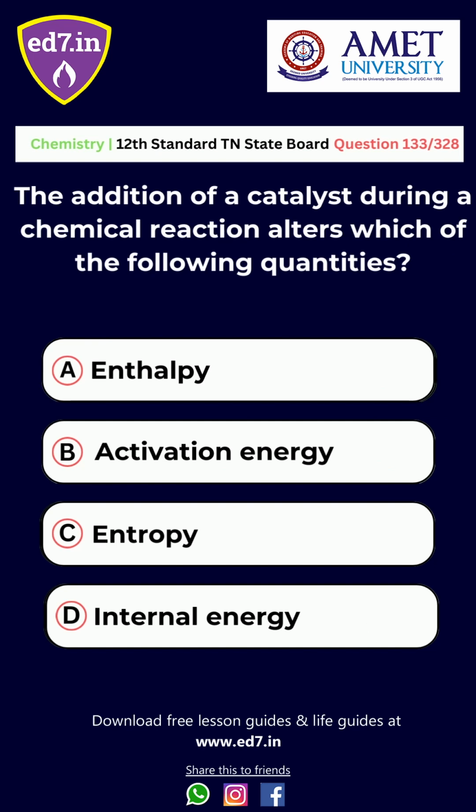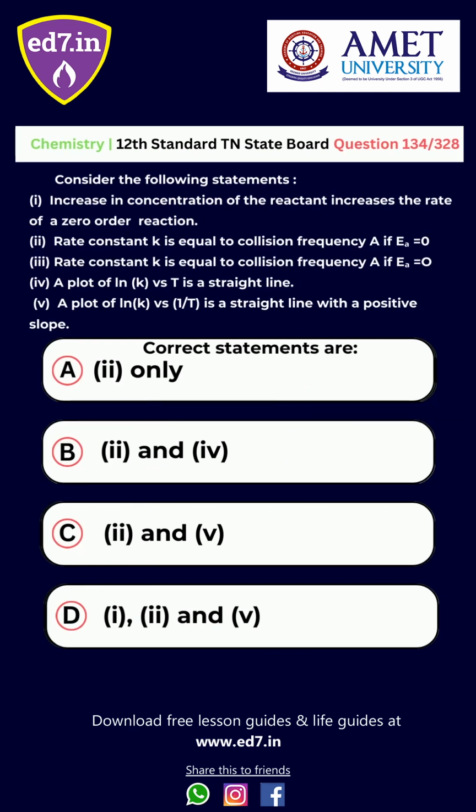Question number 133. The addition of a catalyst during a chemical reaction alters which of the following quantities? Option A, enthalpy. Option B, activation energy. Option C, entropy. Option D, internal energy. The correct option is option B, activation energy.